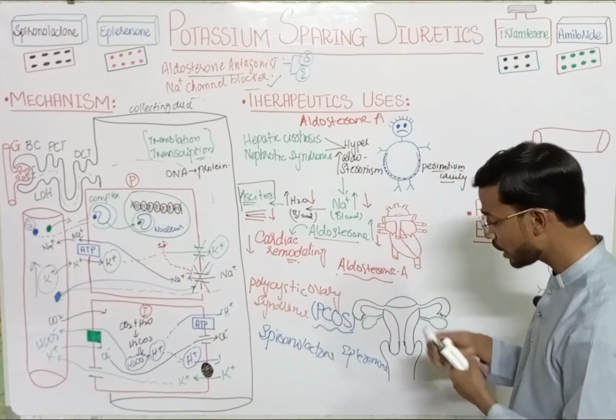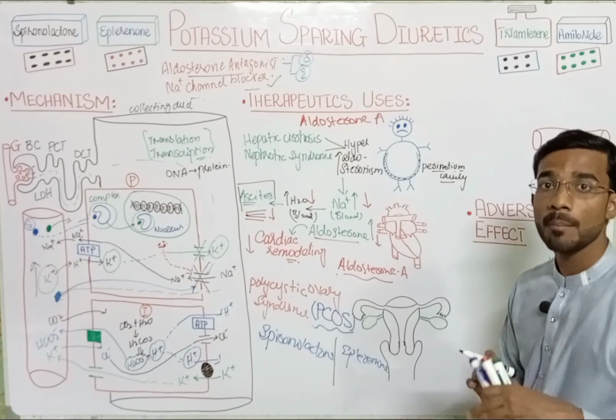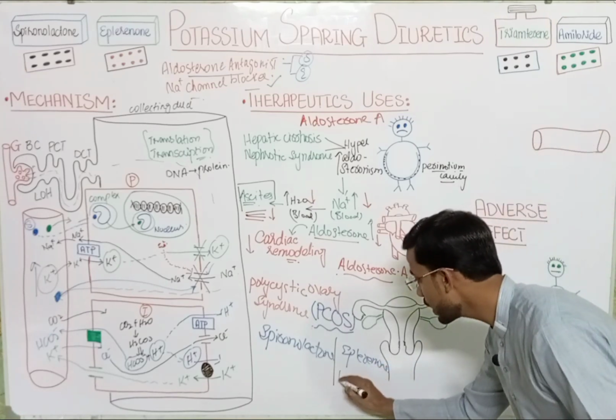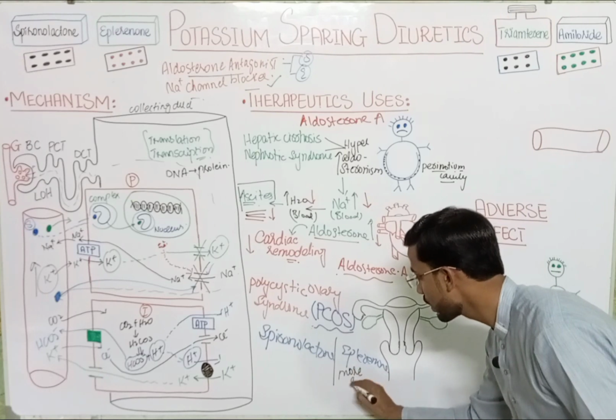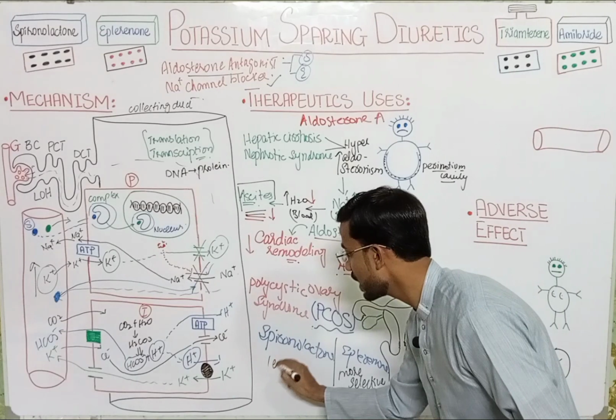Now, you see that eplerenone is actually more selective than spironolactone. Spironolactone is less selective.